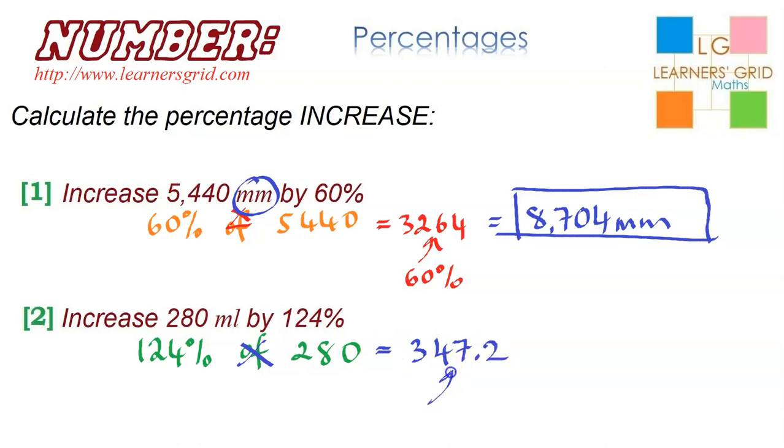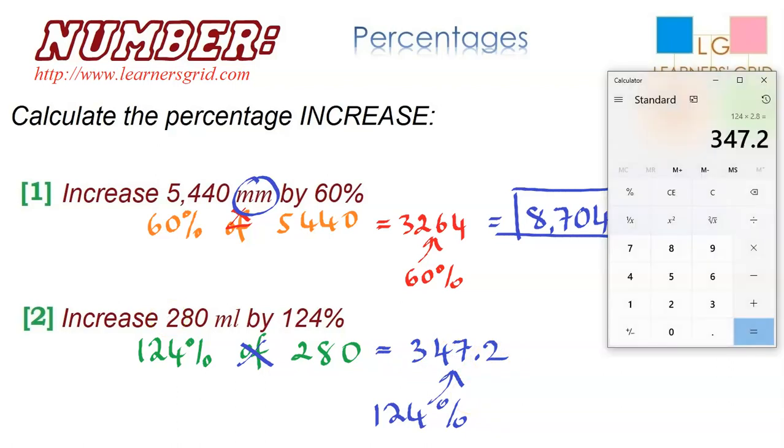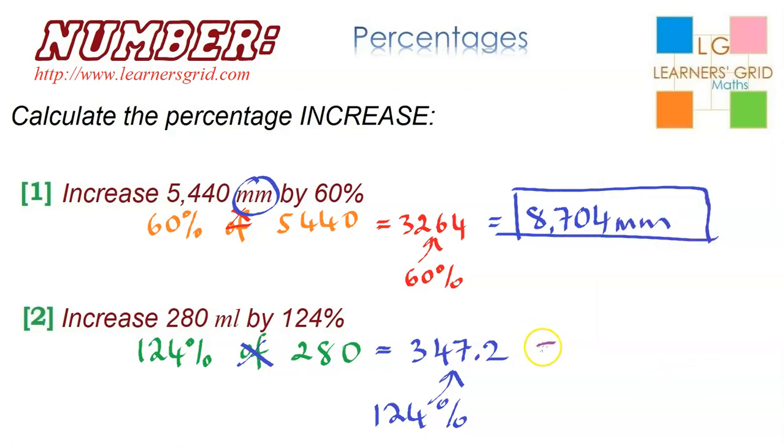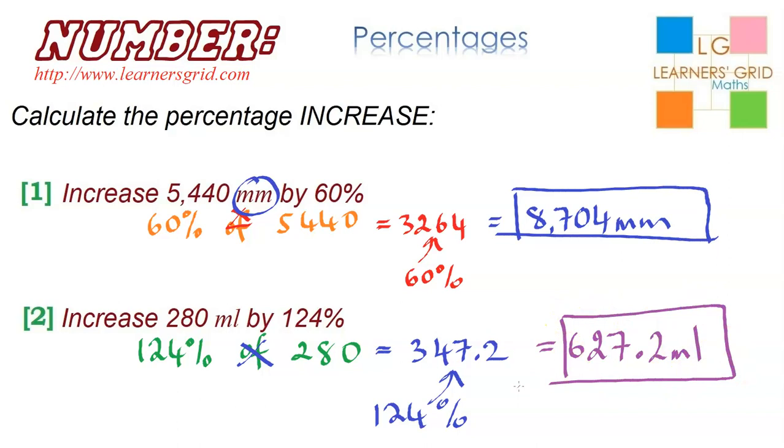347.2. And what is this, guys? Yes, this is 124%. So all I need to do is take that amount and add it to the original amount. So I might as well use my calculator for that. Plus, what was the original amount? 280 equals 627.2. And the unit of measurement is milliliters, and that is now complete.